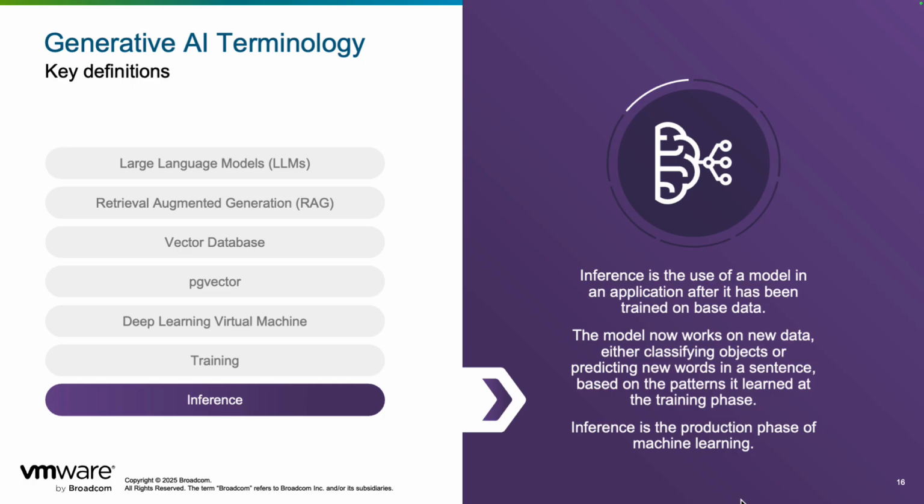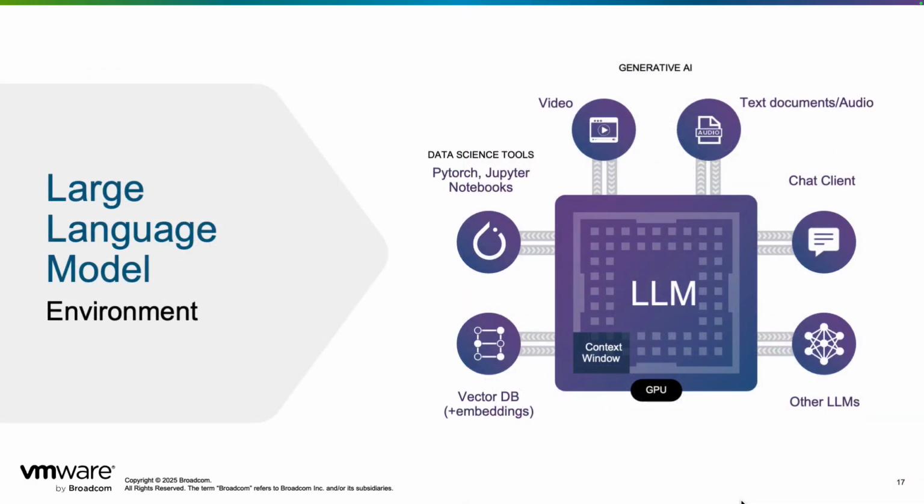And it's classifying what it sees and predicting new words and sentences to generate new text based on the patterns it learned in the training phase. So inference is very important. It's the second phase in machine learning, really. Training comes first, but inference is the production phase of machine learning. So now you've got 7 terms here that help you understand all of the discussion we're going to have about why VMware VCF is so important for somebody who's practicing this.